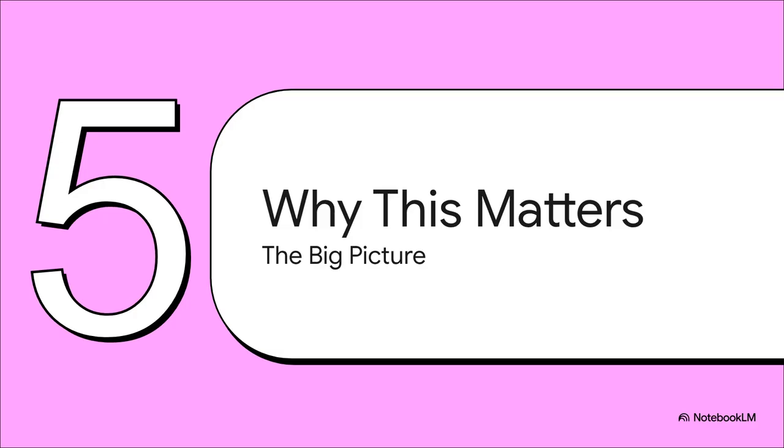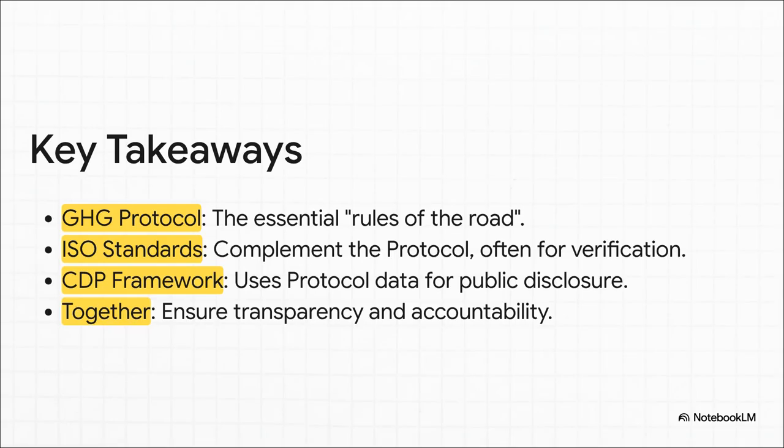Okay, let's bring it all home. This gets us to our final and maybe most important section. Why does any of this really matter? Let's zoom out and look at the big picture. So let's boil it all down. The GHG Protocol gives us the essential rules of the road. Standards from organizations like ISO come in to verify that you're following those rules correctly. And finally, disclosure frameworks like CDP provide the platform to share your results with the world. It's this entire system working together that takes us from vague promises to real, transparent, and consistent accountability.